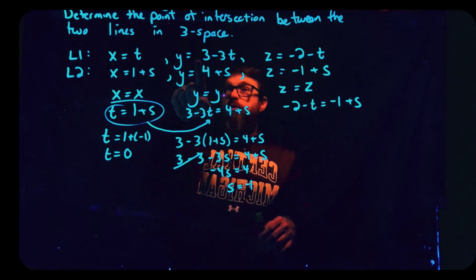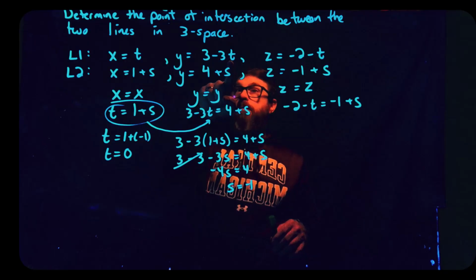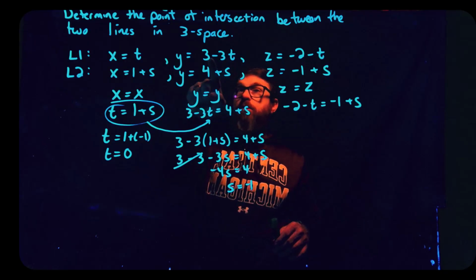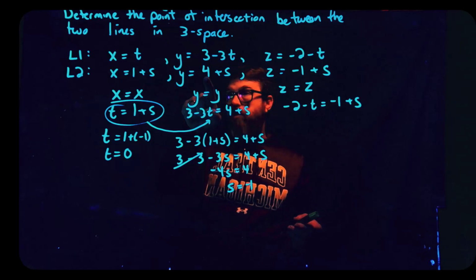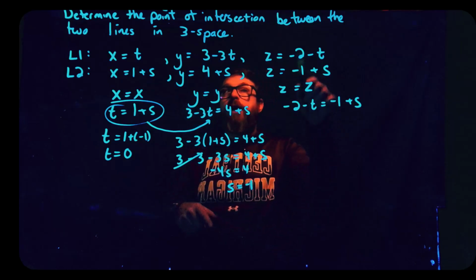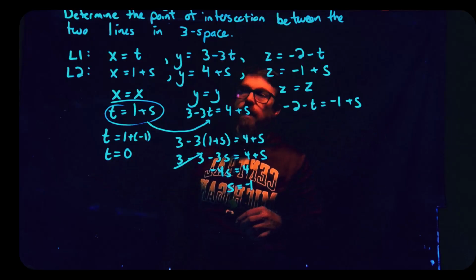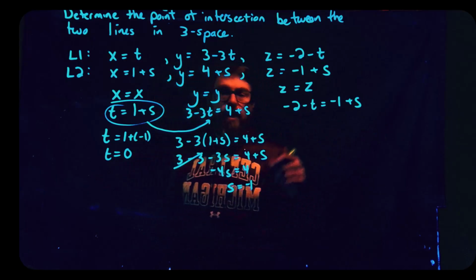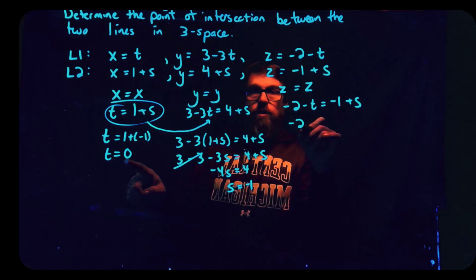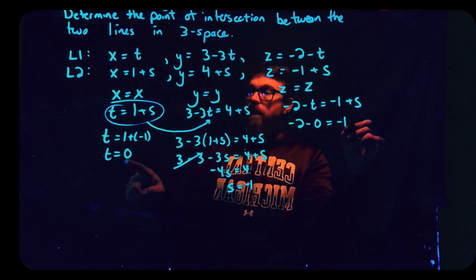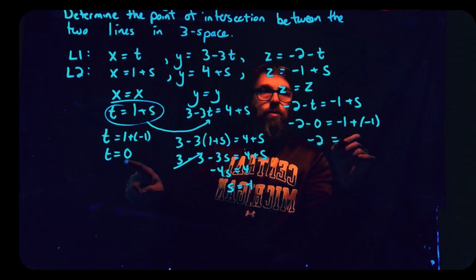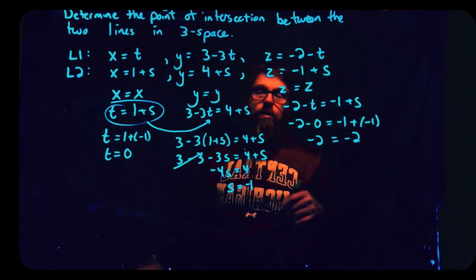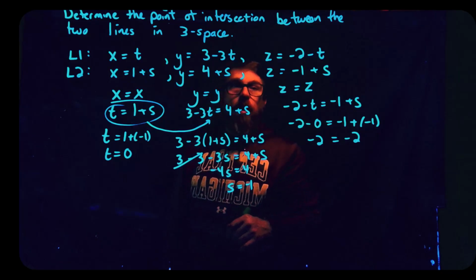Now, similar for the y's. When you plug in t is equal to 0, this is going to be 3 minus 3 times 0, or just 3. And then when I plug in s equals negative 1, I'm also going to get 3. And then we also have to check it for the z's, and I'll do that over here since I've got the work done. So when t is equal to 0, minus 2 minus 0 better be equal to negative 1 plus s, which is going to be negative 1. So minus 2 is equal to minus 2. You can see that both of these are going to be negative 2 at the same time.